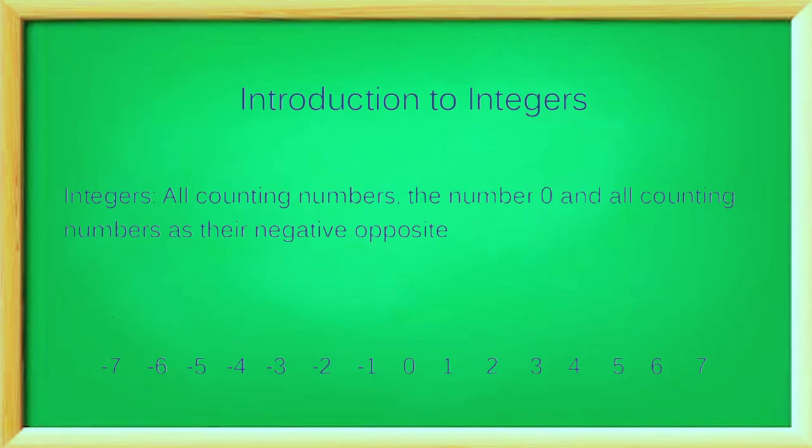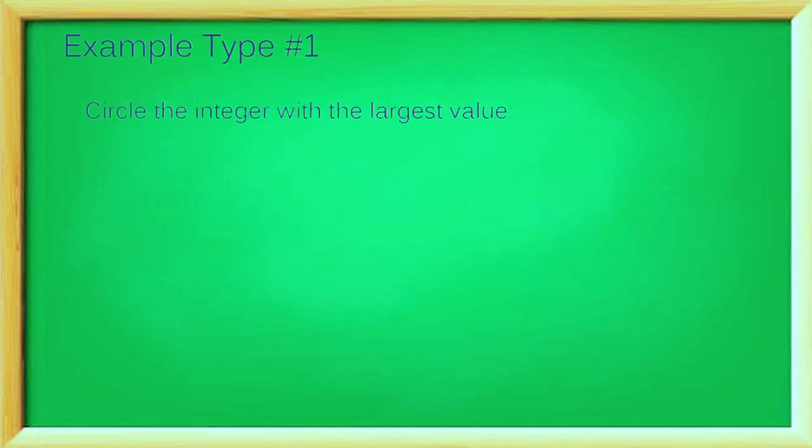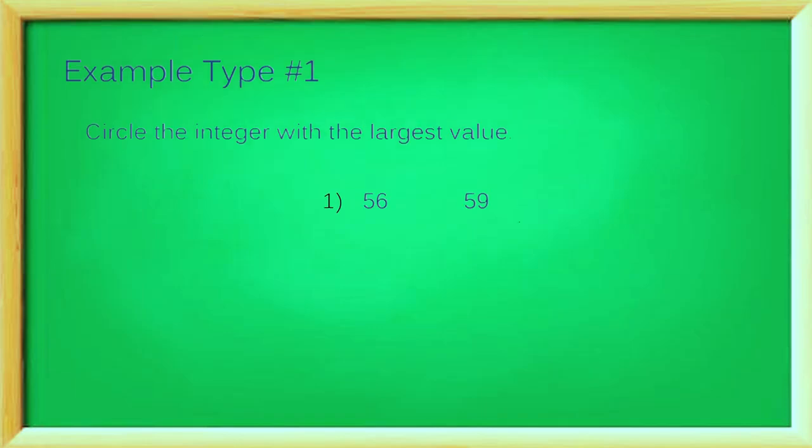Okay, let me move into some examples so we can make sure we understand which numbers are larger and which numbers are smaller than each other when we're dealing with integers. For the first type of example, we're going to circle the integer with the largest value. So for example number 1, we have 56 and 59. These are pretty easy. They're still integers because remember, we learned that integers are the counting numbers. So this one's easier because we don't have any negative numbers to deal with. So if I'm to circle the larger number, the number with the largest value, that'd be 59.